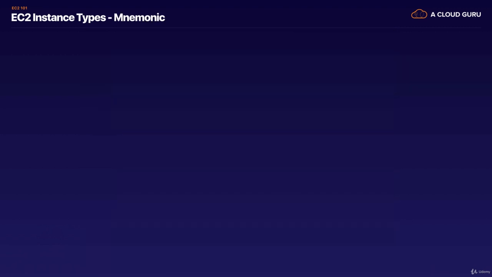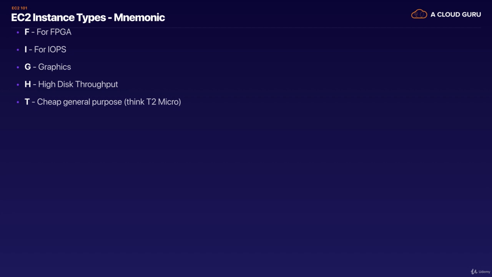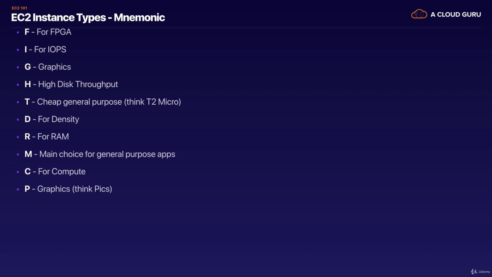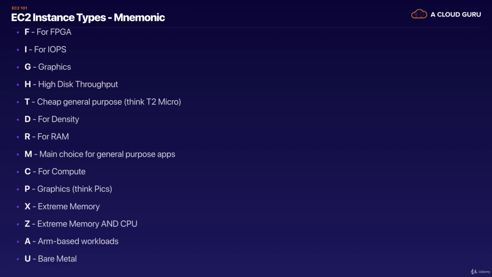There's been so many mnemonics over the years, but this year for the 2019 mnemonic, we've got F for FPGA, I for IOPS, G for graphics, H for high disk throughput, T for general purpose, so think of a T2 or T3 micro, D for density, R for RAM, M, which is the main choice for your general purpose apps, C for compute, P for graphics, so think PICs, X for extreme memory, Z for extreme memory and CPU, A for ARM-based workloads, and U for bare metal.